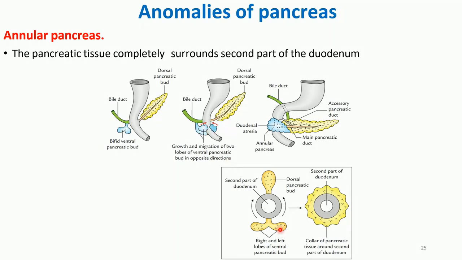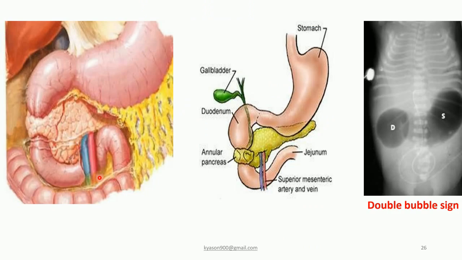As they surround the second part of the duodenum, that part of the duodenum is going to become underdeveloped, resulting in what we call duodenal atresia. It's going to be underdeveloped and almost fully obstructed. Okay, and same thing can be seen here. That's pancreatic tissue surrounding the second part, obstructing our second part of the duodenum.